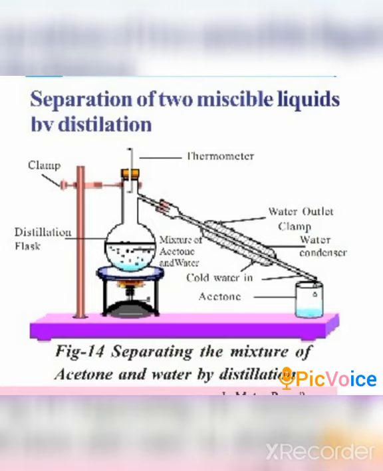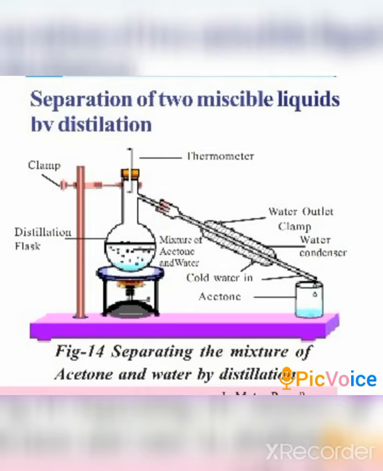So when the distillation flask is provided with heat, the mixture will slowly get heated, and you can even look at the thermometer with respect to the temperature. First the acetone vaporizes and condenses in the condenser. So the acetone liquid will be condensed in the condenser.